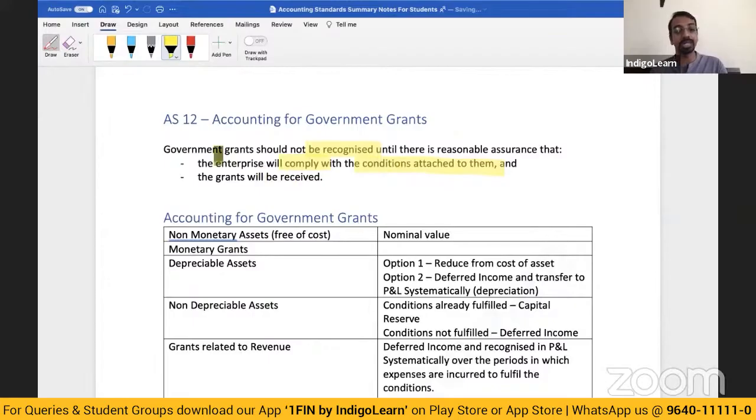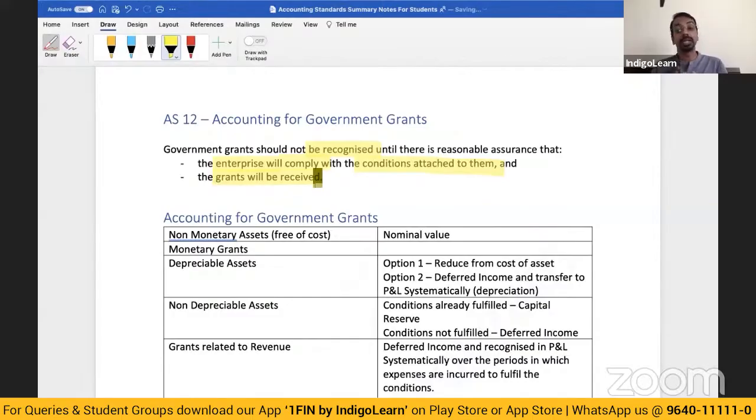And what are those conditions? There would be some conditions which the enterprise should comply with. That is the first thing. And secondly, there has to be an assurance that the grant will be received. If the government simply says we'll give you a grant, but there is no assurance that the government will give us the grant, then it is not a government grant. You can call it a subsidy, you can call it a grant, you can call it some amount given, whatever is the nature. These two conditions have to be satisfied: conditions should be satisfied and the grant should be received, and there is a reasonable assurance that these two things will happen.